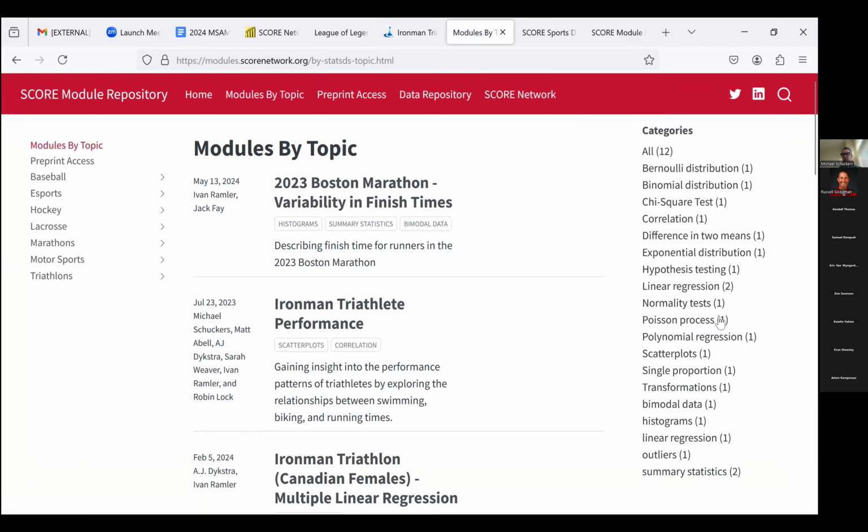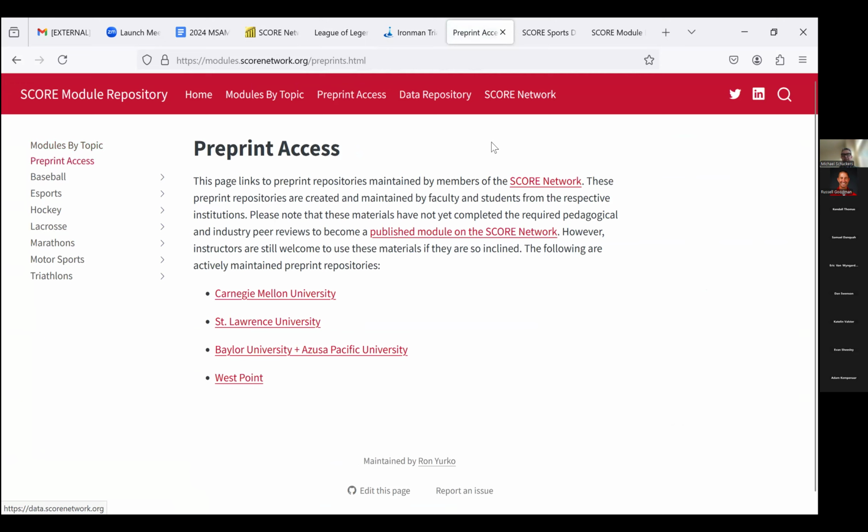So if you're interested in a Poisson process model, or some bimodal data, some histograms, those sorts of things, you've got that. We have a preprint, or a set of preprint servers there for the modules that are in progress.